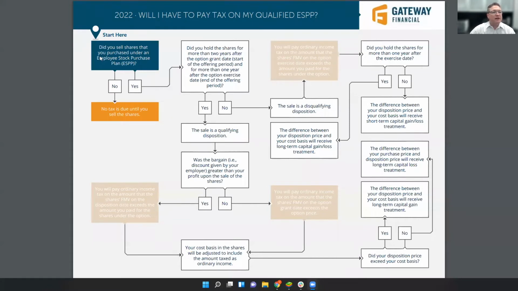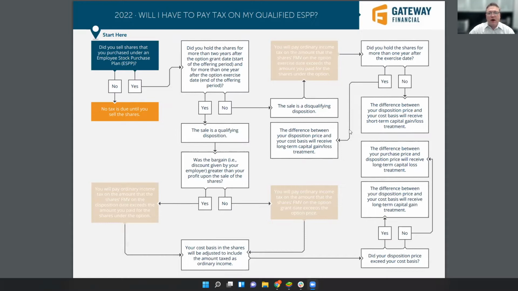Do you sell shares under your ESPP? Yes or no? Obviously, where we're trying to get to is not here. If we did not sell, we don't really have to talk a whole lot about this flow chart. Ultimately, these are the 3 boxes we do want to focus on.